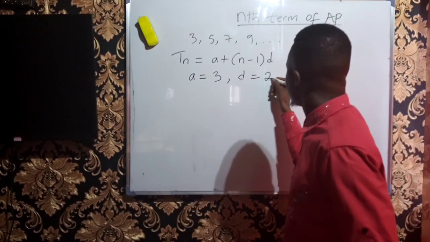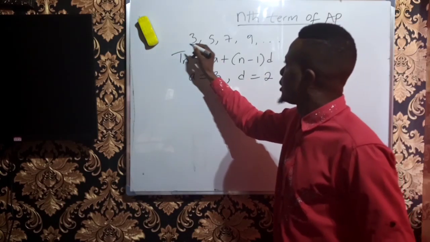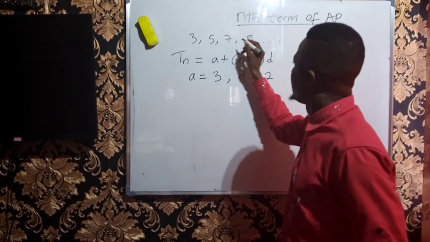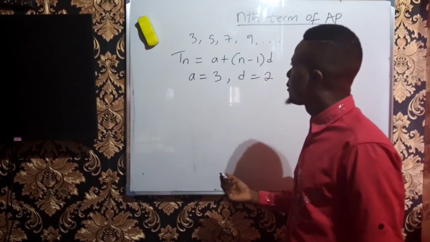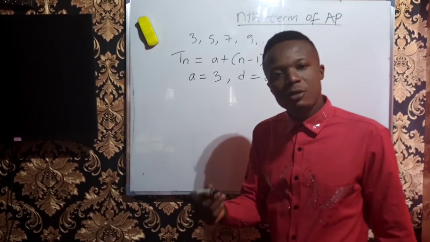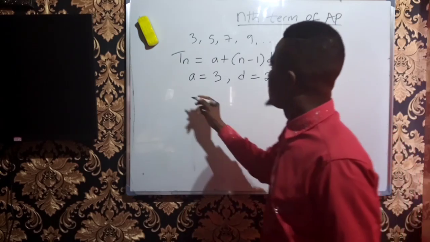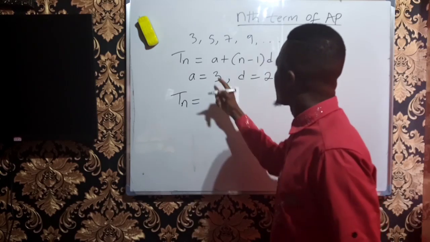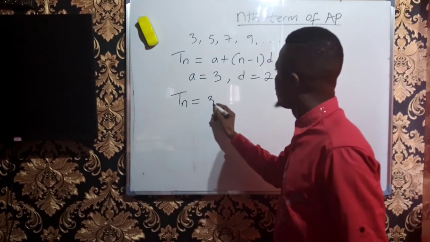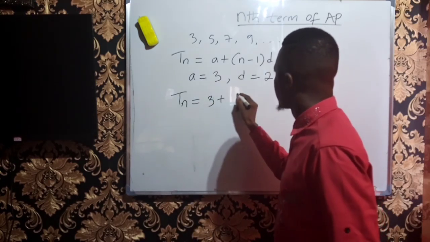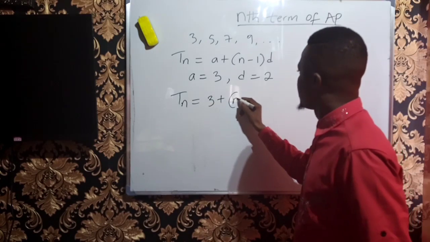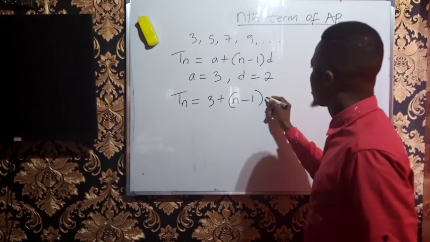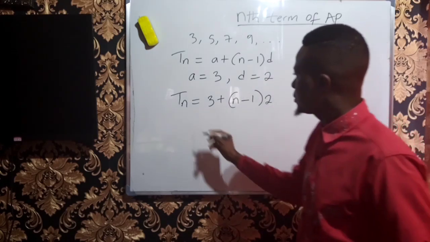So the common difference is 2, because if I add 2 to 3, I'll get 5. If I add 2 to 5, I'll get 7. If I add 2 to 7, I'll get 9. Of course, n remains n because we are looking for the nth term. Therefore, Tn for this particular sequence will now be, seeing A here, I'll plug in 3 for A, plus (n minus 1) times d. D is the common difference, which is 2.